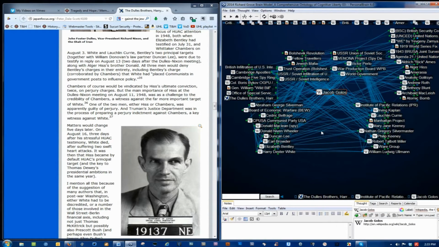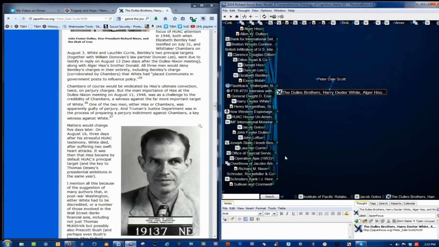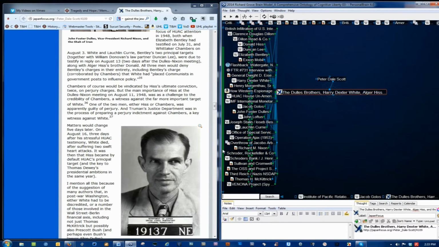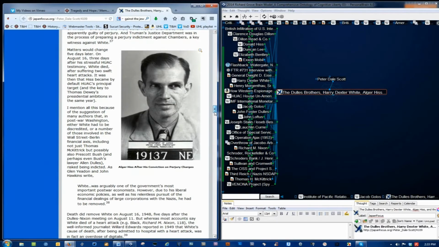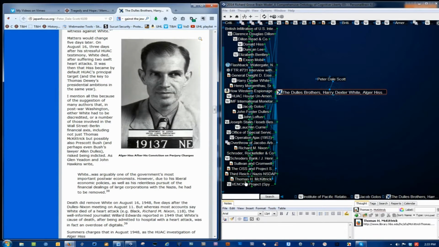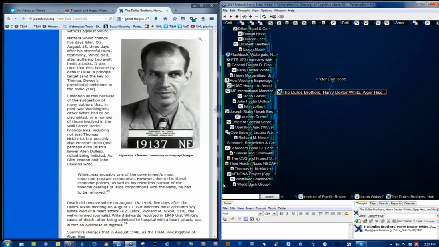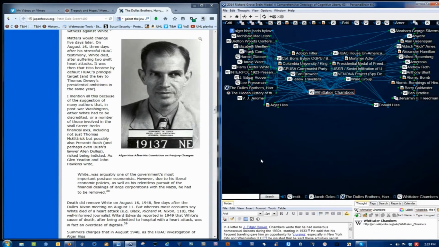One of these two men, either Hiss or Chambers, was apparently guilty of perjury, and Truman's Justice Department was in the process of preparing a perjury indictment against Chambers, a key witness against White. Matters would change 5 days later on August 16, 3 days after the stressful HUAC testimony. White died after suffering 2 swift heart attacks. It was then that Hiss became, by default, HUAC's principal target and the key to Thomas Dewey's presidential ambitions the same year.